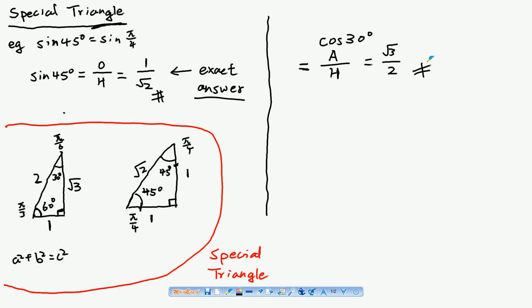The idea of the special triangle is that they introduce it so they can test you on how to solve this kind of question by hand. You just have to remember the triangles.